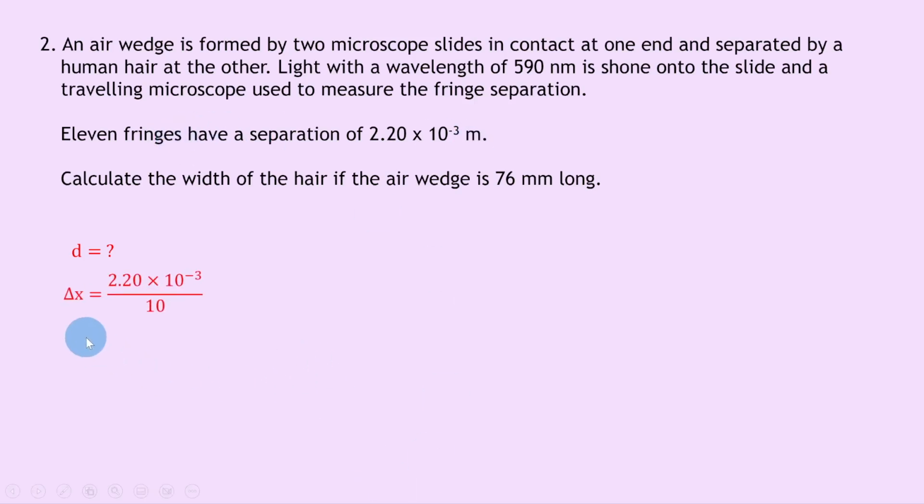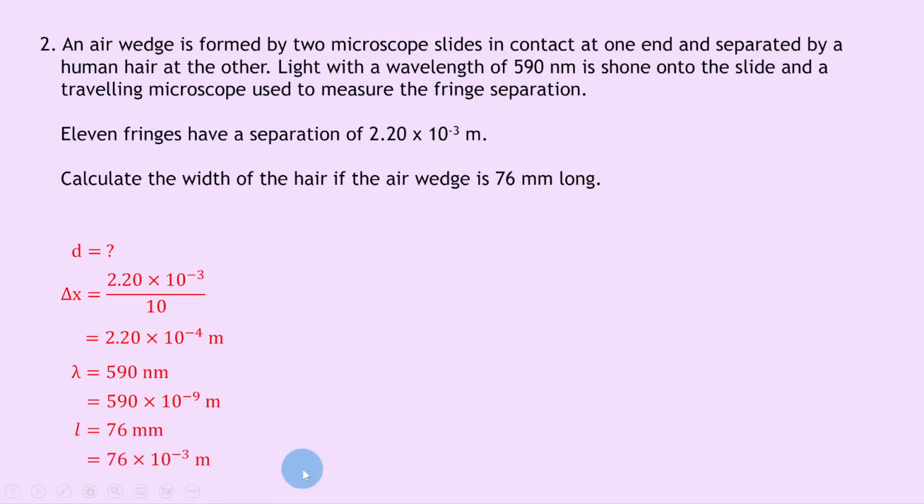So we can say that delta x is equal to 2.20 times 10 to the minus 3 divided by 10, and that gives us 2.20 times 10 to the minus 4 meters. We also have the wavelength lambda as 590 nanometers, which we can write as 590 times 10 to the minus 9 meters. And lastly, the length of the microscope slides is 76 millimeters, which we can rewrite as 76 times 10 to the minus 3 meters.